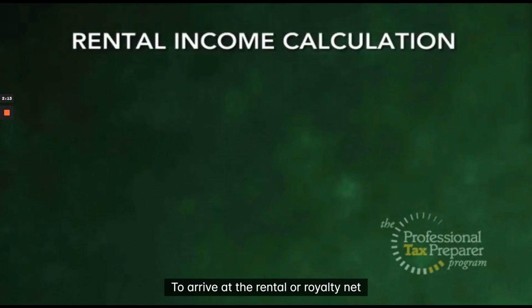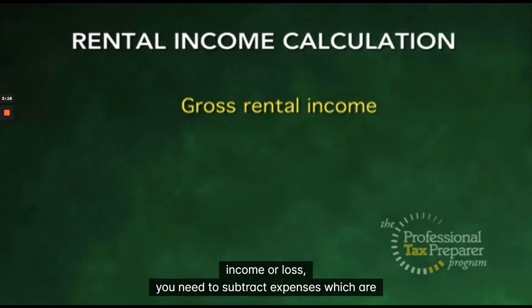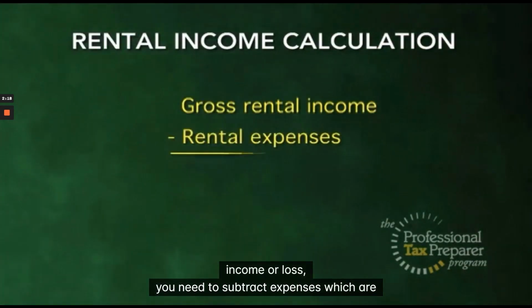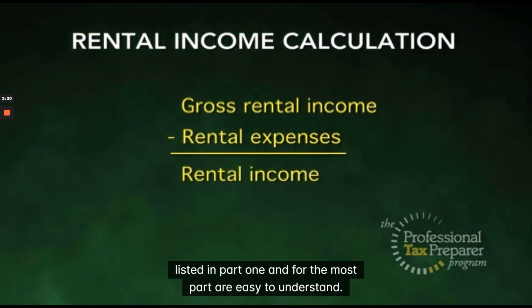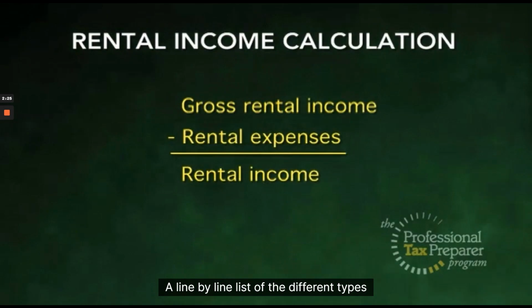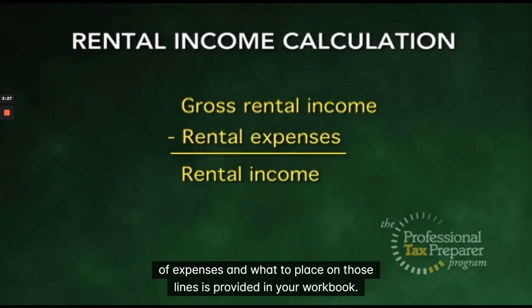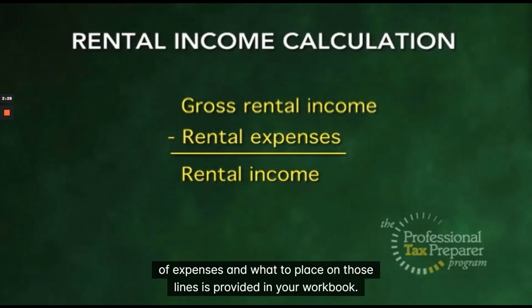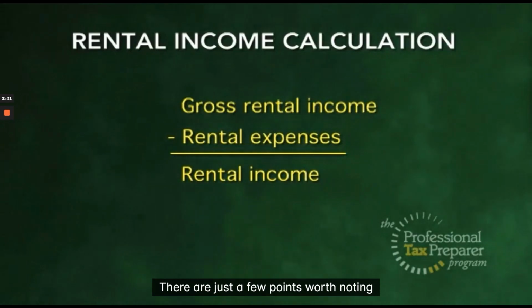To arrive at the rental or royalty net income or loss, you need to subtract expenses, which are listed in Part 1, and for the most part are easy to understand. A line-by-line list of the different types of expenses and what to place on those lines is provided in your workbook. There are just a few points worth noting.